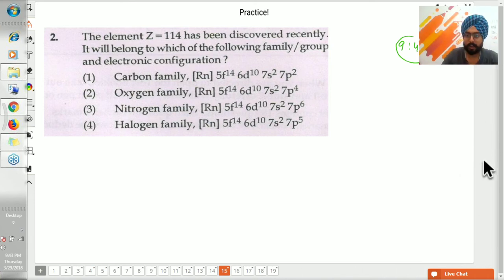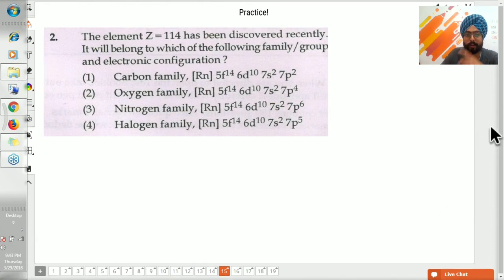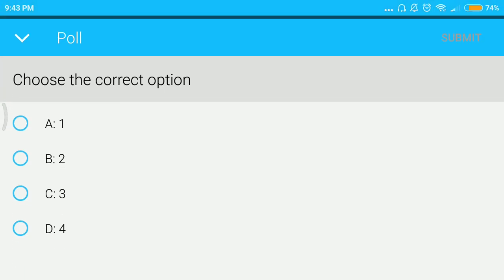Okay, I am sure a lot of you are already done with the options, and I am seeing a lot of right answers in the questions section as well. That is really nice. You guys will definitely crack NEET. Choose the correct option from the poll.